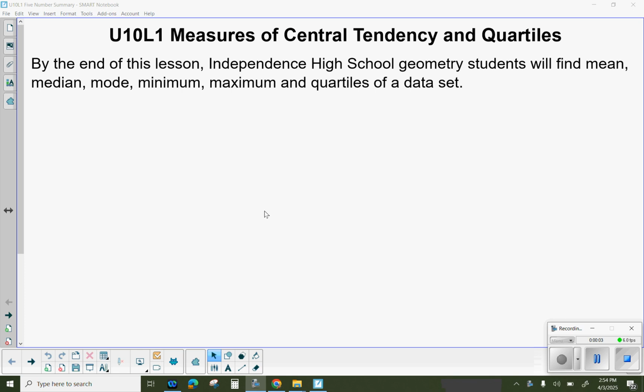Hello, Patriots. We're going to start Unit 10, and this is going to be all about probability. So we have to learn how to study numbers. So let's just dive right in.